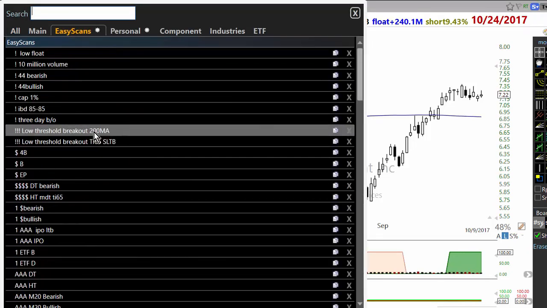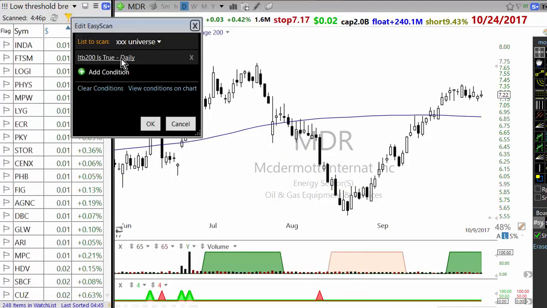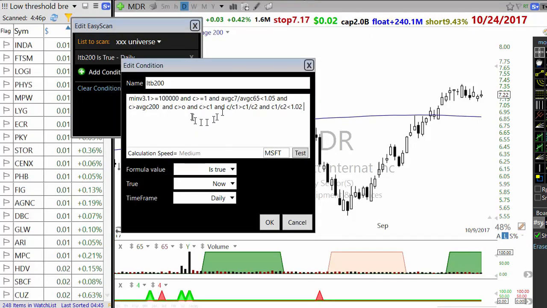Earlier, I used to use this low threshold also on the Minervini scan, but I closely studied that Minervini scan, and I said, okay, the real condition in that is the stock has to be above 200-day moving average. So I simplified that low threshold breakout scan to take all stocks which are trading above the 200-day moving average. This way, you're getting a larger universe of stocks to look at.